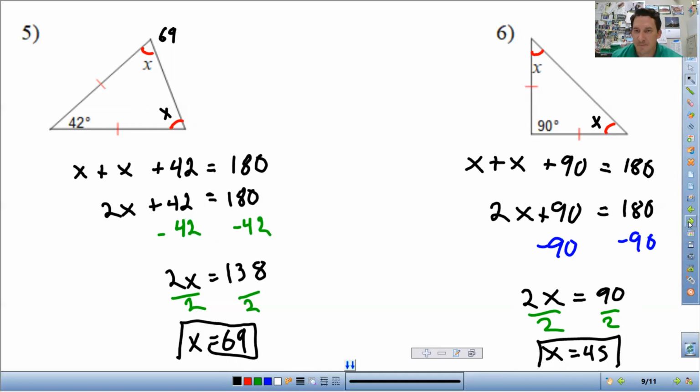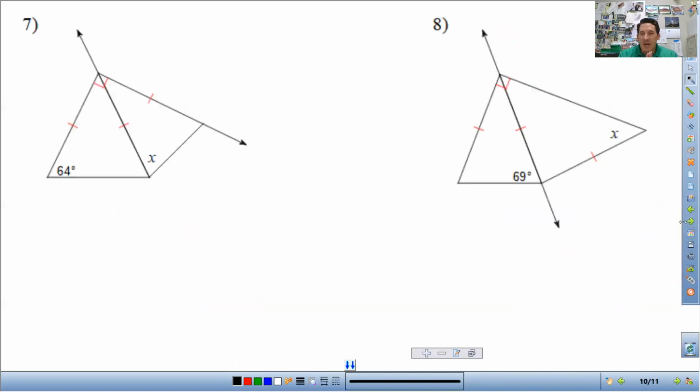All right, so here we're going to have some challenging problems. You need to remember certain things. Things you want to think about: complementary angles, the fact that triangles add up to 180, facts about isosceles triangles and equilateral triangles, and also vertical angles. We're going to combine all these things into one problem.